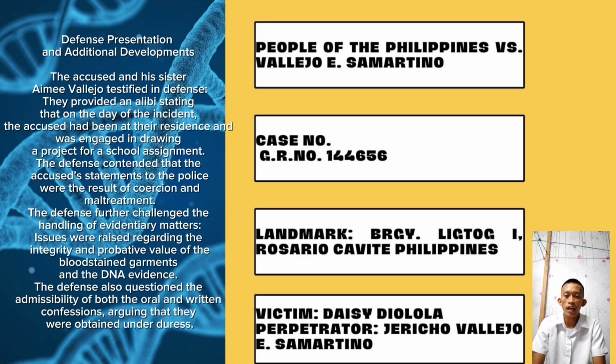Defense presentation and additional developments. The accused and his sister Amy Vallejo testified in defense. They provided an alibi, stating that on the day of the incident, the accused had been at their residence and was engaged in drawing a project for a school assignment. The defense contended that the accused's statements to the police were the result of coercion and maltreatment.